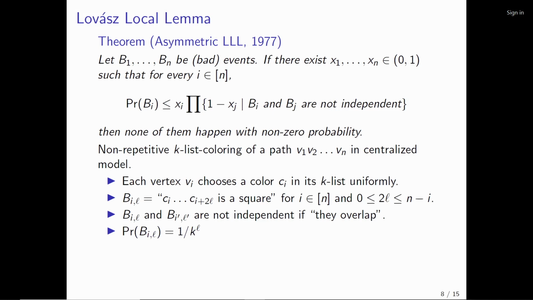So now to compute the probability of the B_I^L, what do you say? Well, what does it mean to have a square? Well, to have a square, it means that you have these L pairs of vertices that somehow chose the same color, right? For two vertices to choose the same color in a list of size k, it's just 1 over k. And these choices are made completely independently from each other, so it's just 1 over k to the L. Yeah? Just the probability of B_I^L. Now this part is easy.